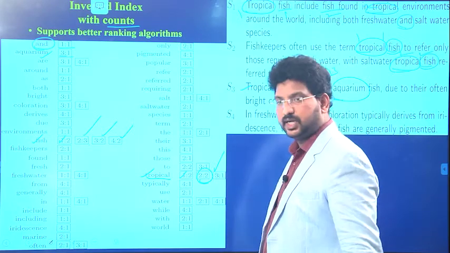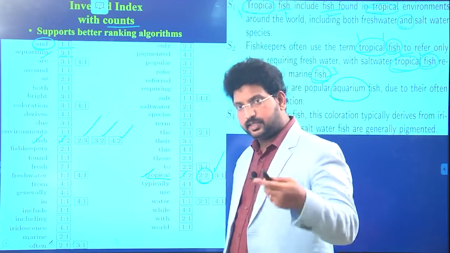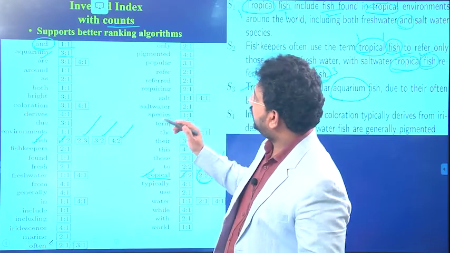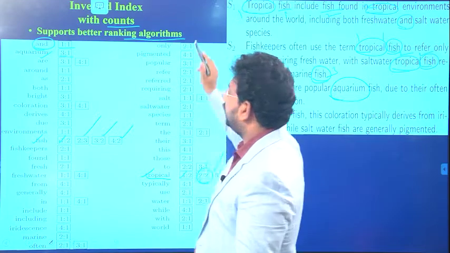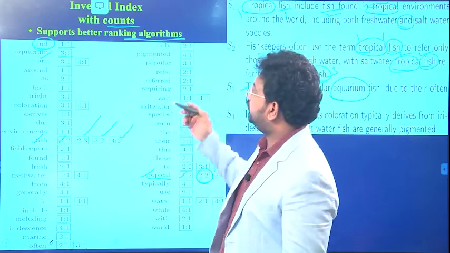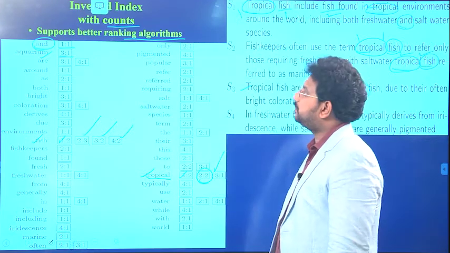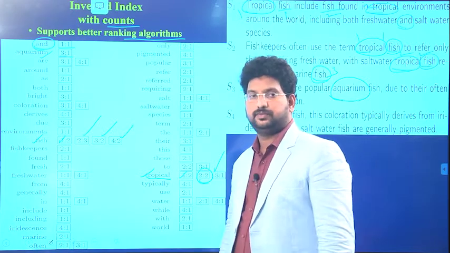So in the inverted index with the counts, the particular document or the particular sentence consisting of that particular word, how many number of times, that is indicated, and it supports better ranking algorithms. So this is general hint information which supports better ranking algorithms. So this is about the inverted index with the counts.